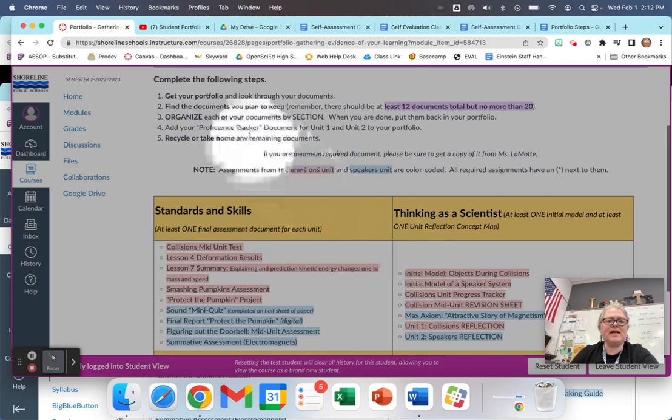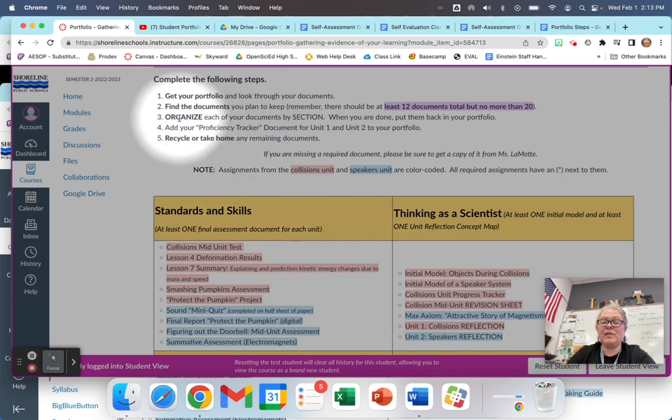So you're going to take the time to get your portfolio and look through everything that you have. There's a lot of work in there because there's been a lot of learning and a lot of things that we've done this semester. So you're going to find the documents that you plan to keep that really show you the evidence. I recommend sorting these documents into 4 piles, 1 pile for each of the 4 categories.